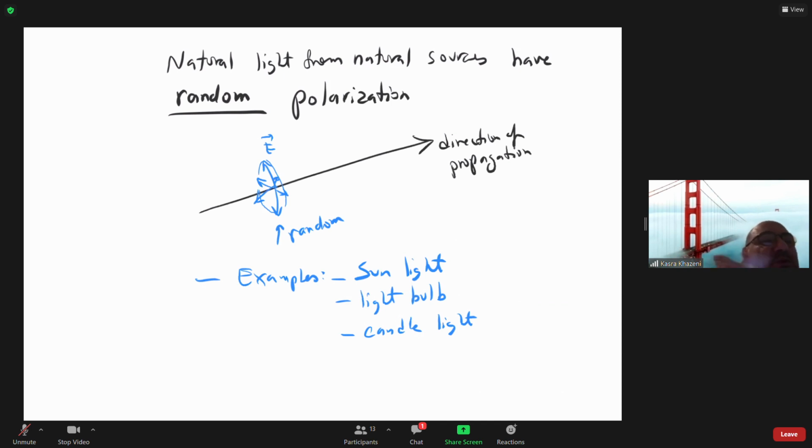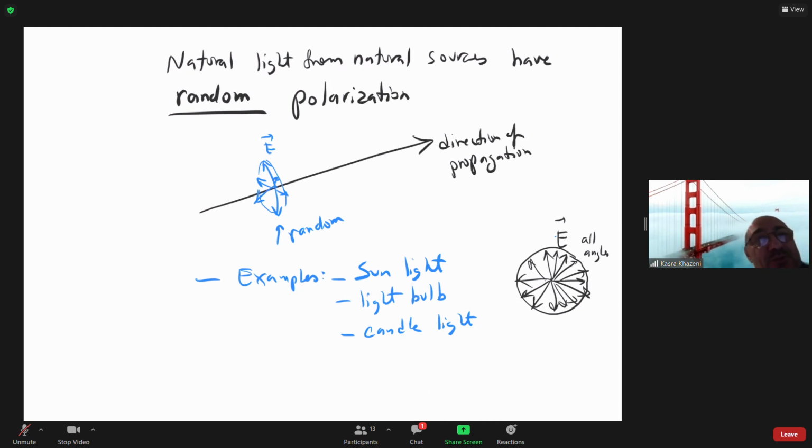It goes everywhere. So if you were to look at it head on, it would point in this direction, that direction, all directions. In 1/10 of a second, it's in one direction, then another 1/10 of a second in some other direction. So it's all over the place, everywhere, all angles. So there is no polarization to natural lights that we all deal with every day.